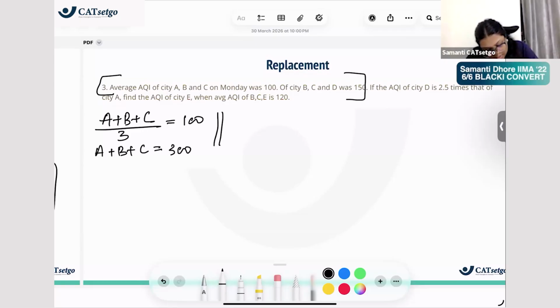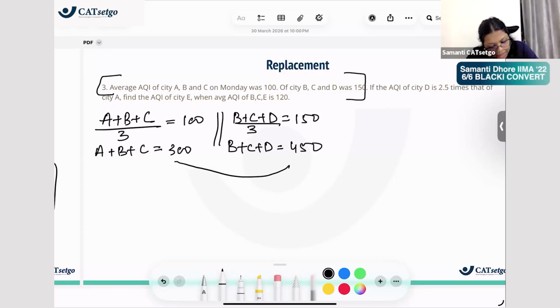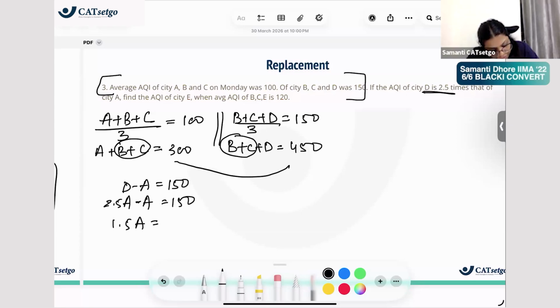Then they are saying that B plus C plus D by 3 is 150. So B plus C plus D is 450. Right? So if I subtract these two, I get D minus A, because BC is common. So D minus A is 150. And they are saying that D is 2.5 times of A. So 2.5A minus A is equal to 150. So this means 1.5A is 150. This means A is 100.